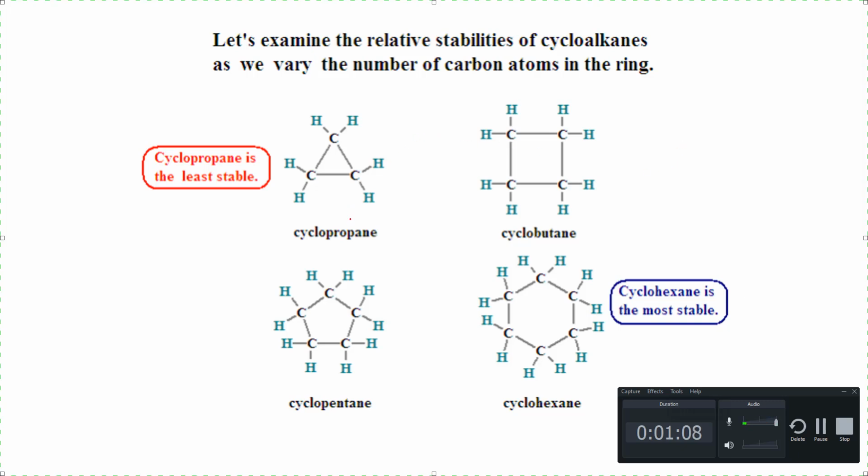And let's start with cyclopropane. Cyclopropane has a 3-membered ring, cyclobutane is a 4-membered ring, cyclopentane is a 5-membered ring, and then cyclohexane is a 6-membered ring. And most of what we'll do is with cyclohexane. It turns out that cyclopropane is the least stable of these cycloalkanes, and cyclohexane is going to be the most stable. And we'll talk a little bit about why that's the case.